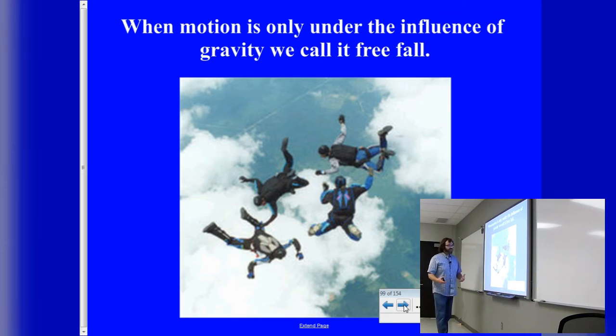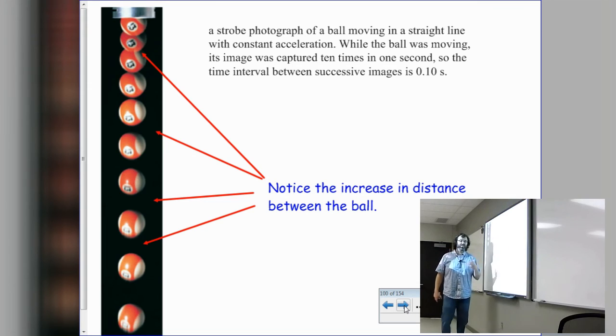When motion is falling under only the influence of gravity, we call that free fall. Free fall is the term for objects falling under only the influence of gravity. Now, I have a picture of skydivers. I'll come back to this in a bit. They aren't necessarily only falling under the influence of gravity, but something that's falling under the influence of gravity, we would consider in free fall.